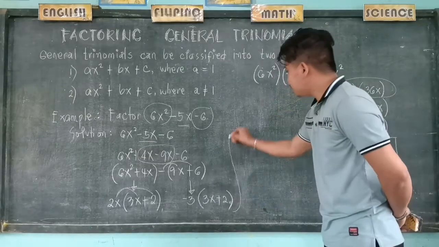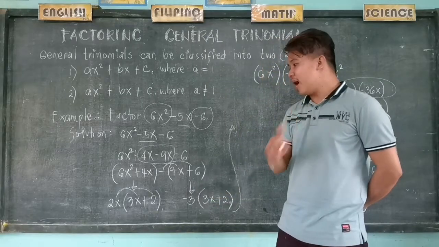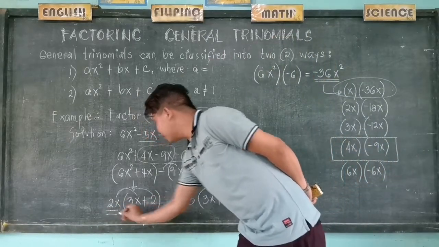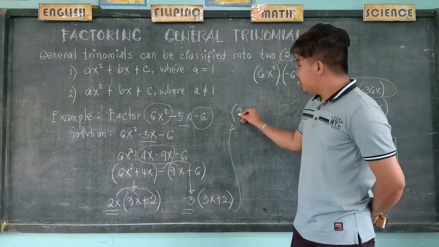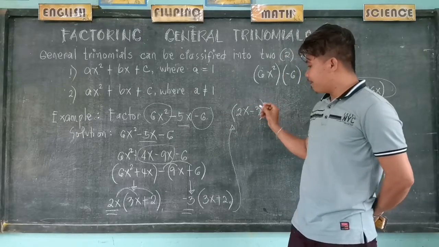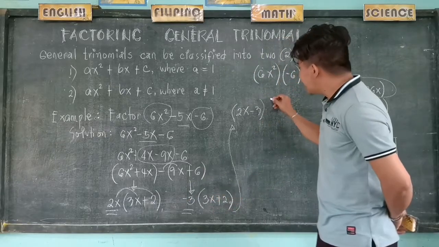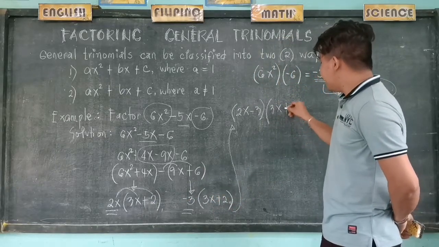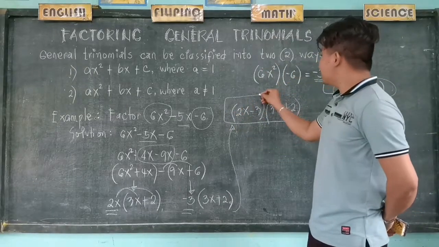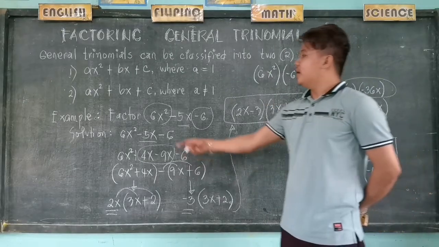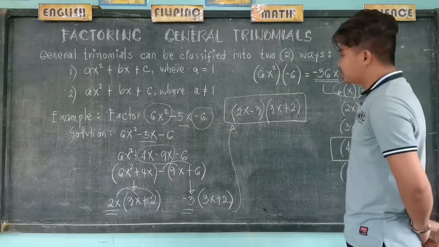Next step. Very simple now. The next step is you just need to combine the common factor. Just combine. So therefore, we'll combine it. We have 2x minus 3. And then just copy the common binomial factor, 3x plus 2. So now, this is the factor of 6x squared minus 5x minus 6.